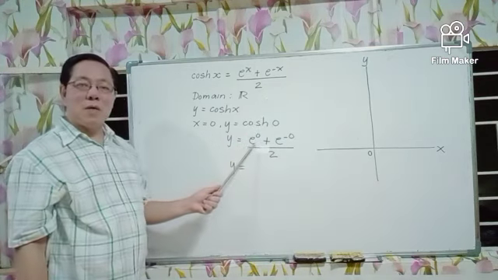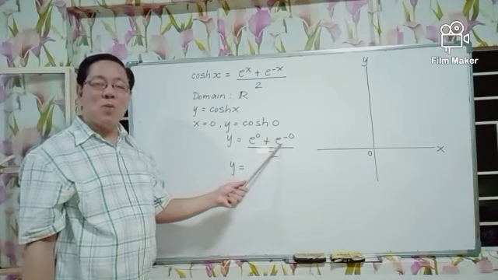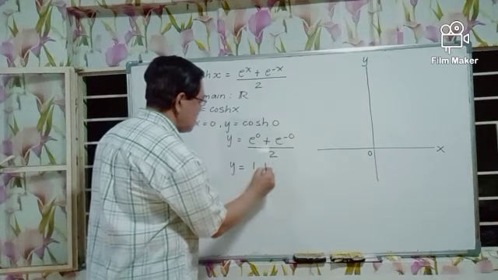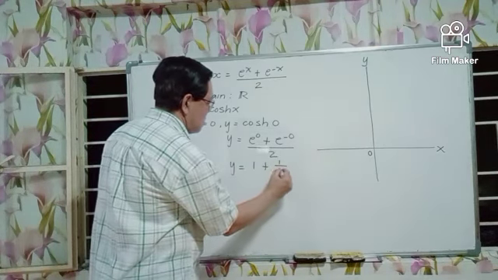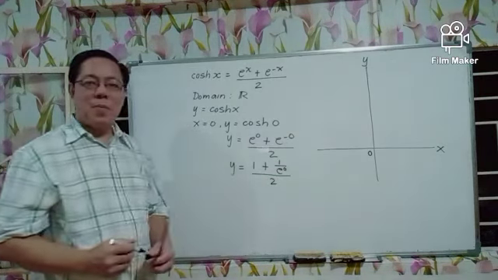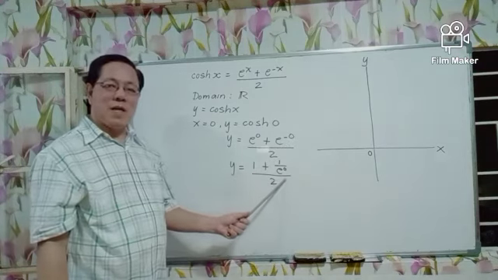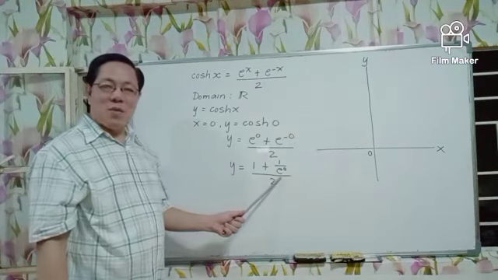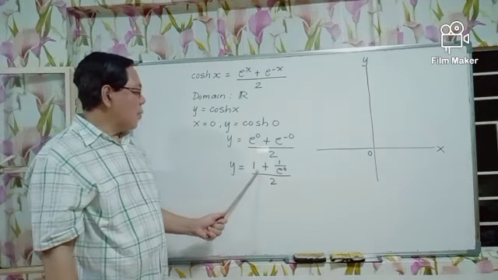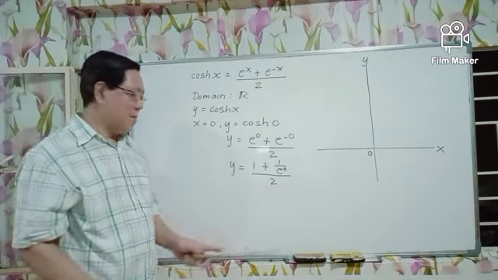Now, e to the 0 is 1. And e to the minus 0 is the same as 1 over e to the 0. By property of exponent, e to the minus 0 is 1 over e to the 0. But e to the power 0 is 1, and 1 over 1 is 1. And 1 plus 1 is 2. Divide by 2 is 1.